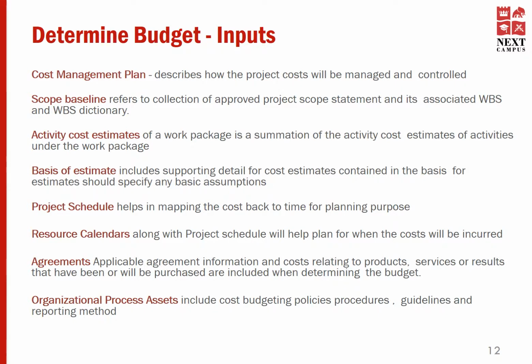Risk register gives an understanding of the overall level of risk on the project and therefore the level of contingency reserves that need to be built into the budget. Agreements entered into with the suppliers are also required to finalize the budget. Again, organizational process asset is an input because organization may have few policies for reporting the cost budget, or there might be some cost budgeting tools being used.